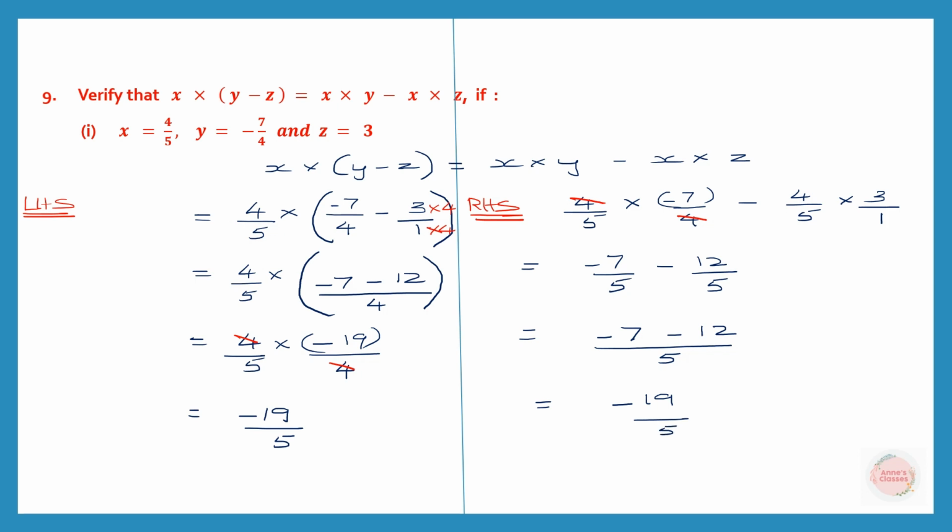So here what do we have now? On the right hand side we have minus 19 by 5. On the left also we have minus 19 by 5. So what have we proved? That the left hand side is equal to the right hand side. So we have verified this.